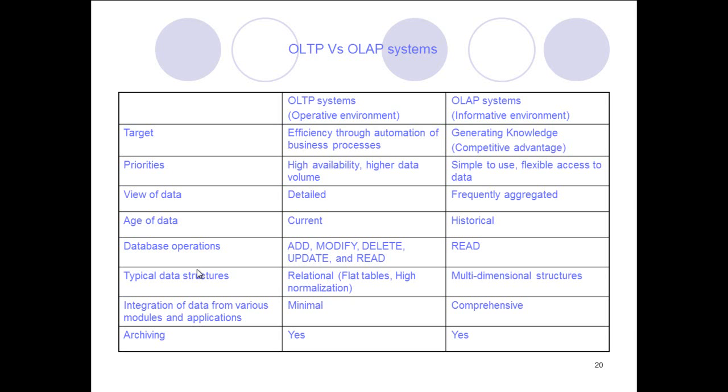Though we can change the data, we don't actually change it unless there is such a need or an error in it. So typical data structures are relational, flat tables, high normalization for OLTP, and for OLAP multi-dimensional structures are there. Archiving is available in both the systems. Integration of data from various modules and applications is minimal for the OLTP systems and comprehensive for the OLAP.